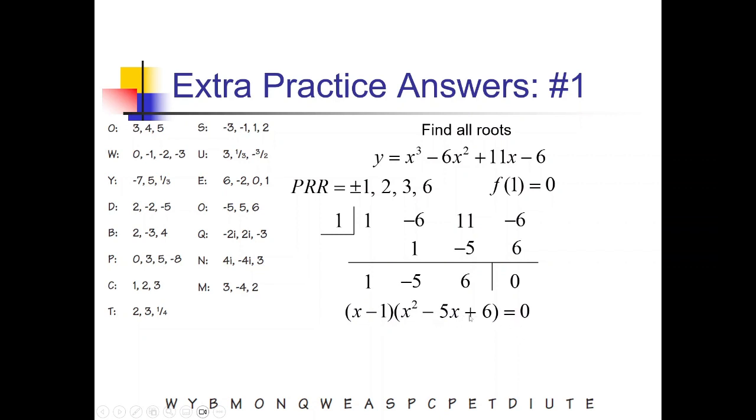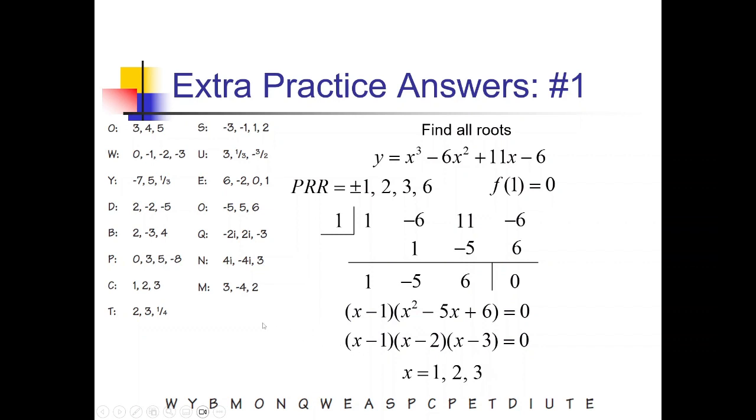I can factor this stuff here, so I've still got that x minus 1, and now here I'm looking for factors of 6 that add up to -5. So 1 and 6 doesn't work, but 2 and 3 does if they're both negative. So x minus 2, x minus 3. Now I will take each of these factors, set them equal to 0, and solve. So we've got x equals 1, and x equals 2, because 2 minus 2 is 0, and x equals 3. Oh, that's poetic. 1, 2, 3.